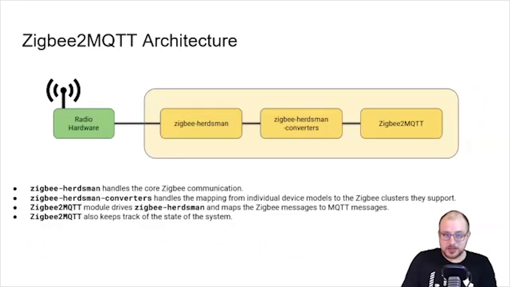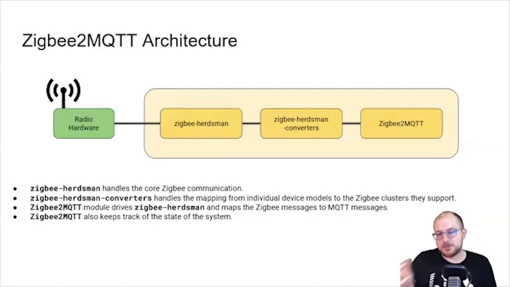So the architecture of Zigbee2MQTT is, we can think of it as 3 separate components all working together. Zigbee Herdsman handles the core Zigbee communication. This is the lowest layer of the stack where you're actually talking to radio hardware. So think UART connection to a simple wireless microcontroller.